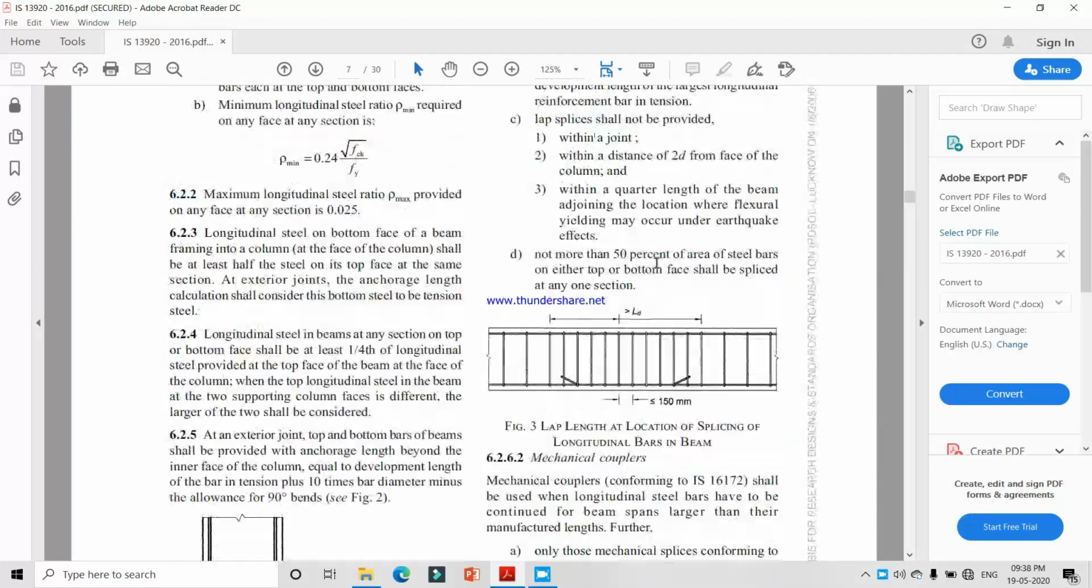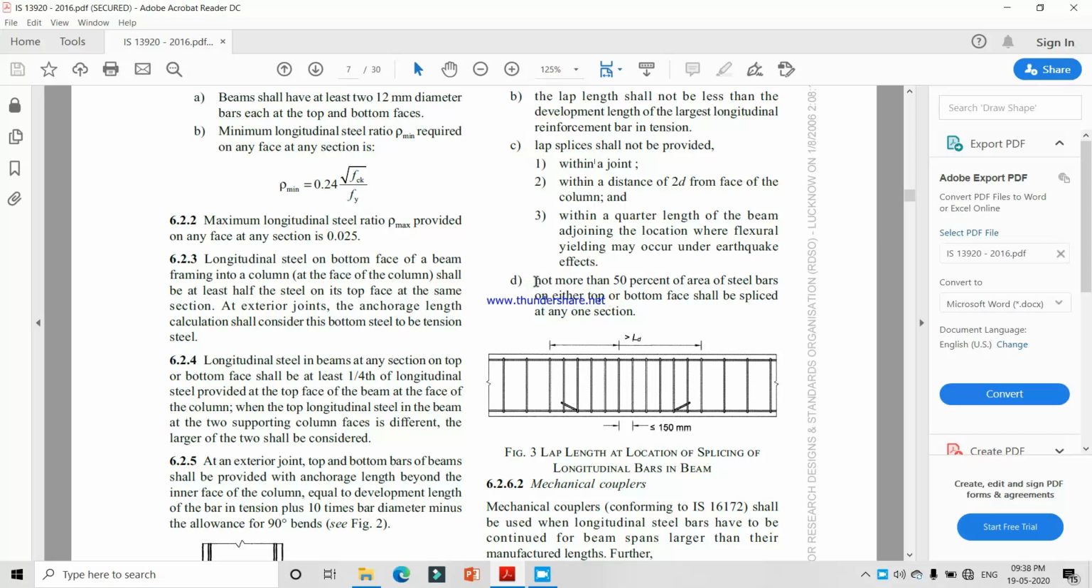The next point is: not more than 50% of the area of the steel bar on either top or bottom face shall be spliced. That means if you are providing two bars here and two bars here, then at one section only 50% of the total area will be spliced. That means we can splice a maximum of two reinforcement bars here. We do not do it for these two, and in the next part we do these two.